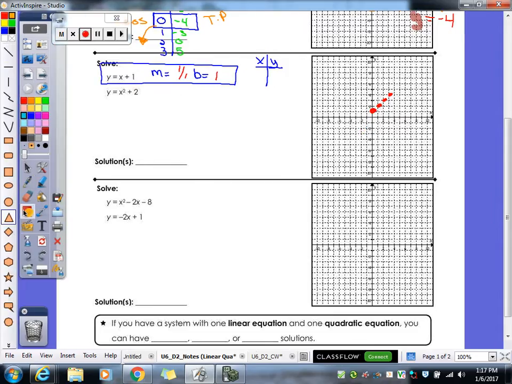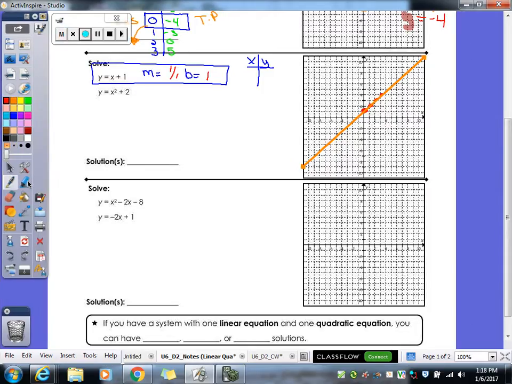Get your ruler. Draw your straight line. You have to be very accurate with these because in order for that parabola and line to cross sometimes, it's really tricky. Okay? Everybody got that? If I wanted to do a little table, you could do it really in your head.